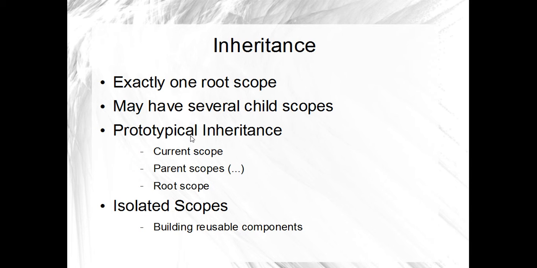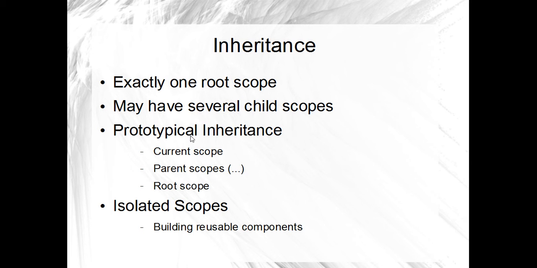And if no such property is found within the current scope, it starts searching in the parent scope, and it iteratively goes until it reaches the root scope. So this kind of behavior is known as prototypical inheritance in JavaScript. And similarly, child scopes also prototypically inherit from their parents.